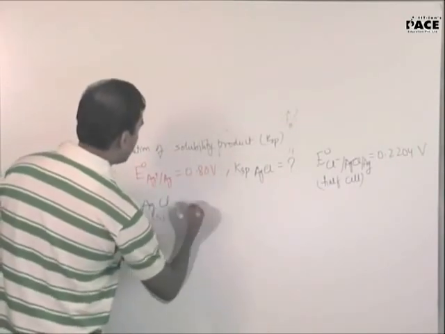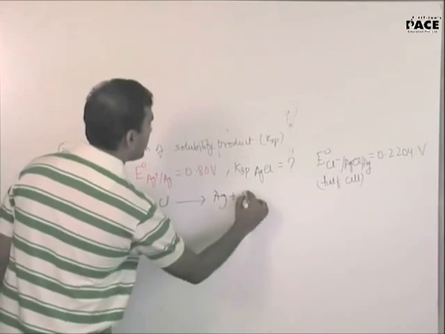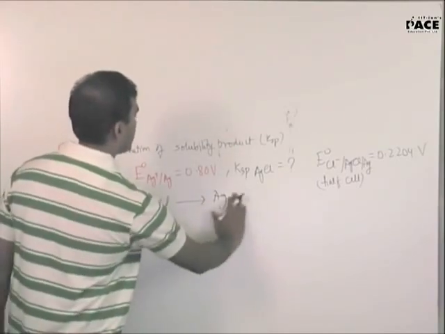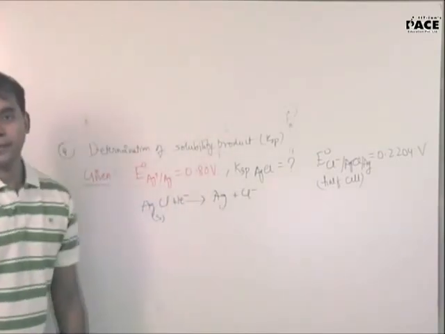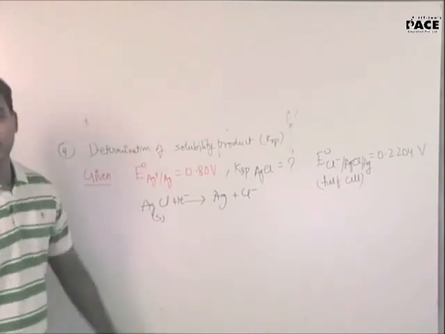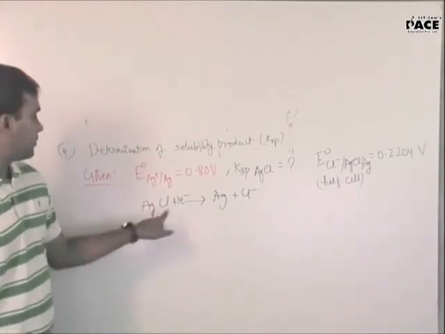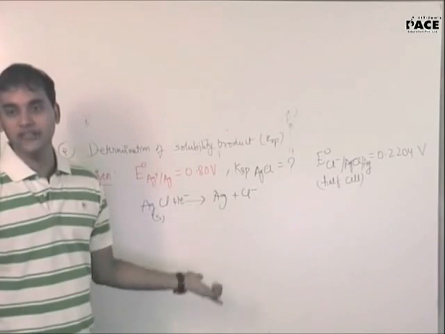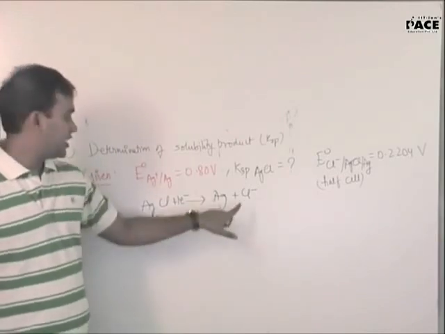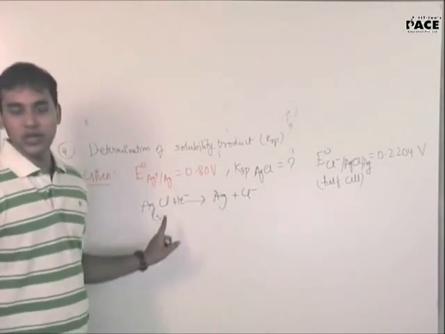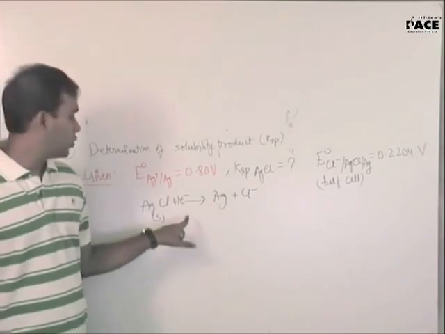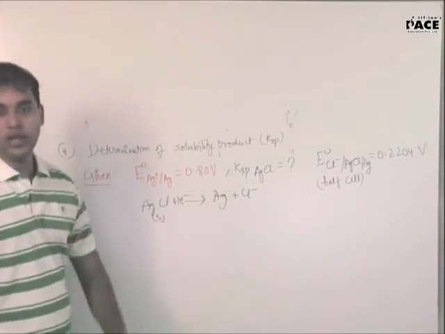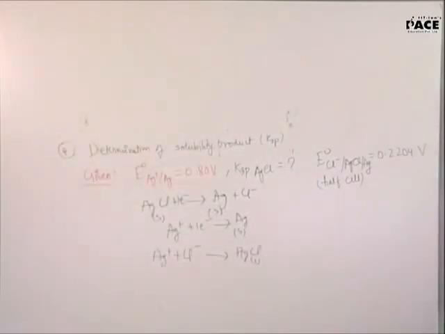AgCl solid is changing to Ag plus Cl minus. No, this is the reaction. This will be the reaction. It cannot be Ag plus because it is getting reduced, right? This is the half cell reaction. If it is Ag plus here also, then there is no reduction which is taking place. Then there will be no electron here. Think over it now.